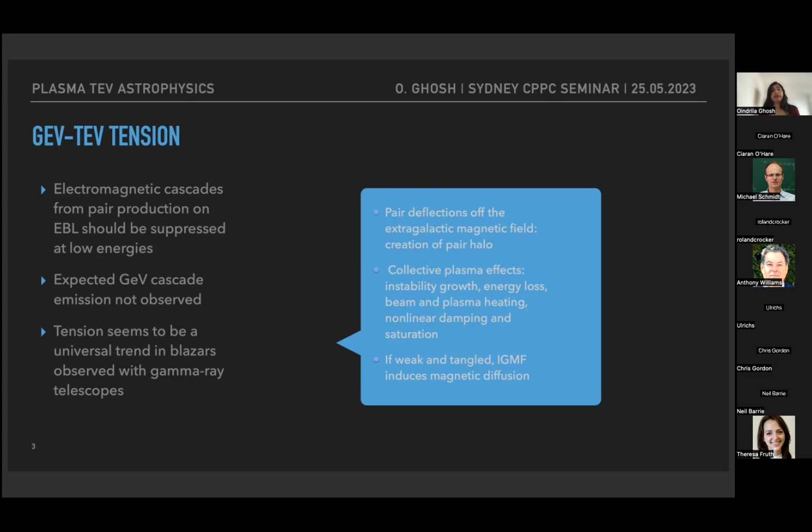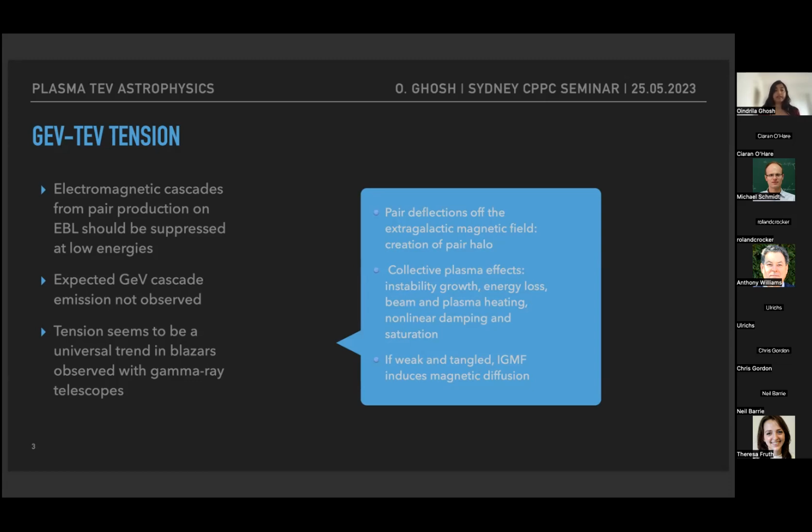There could also be collective plasma effects that could lead to energy drainage from these pair beams into the background plasma of the intergalactic medium. However, if the intergalactic magnetic field is rather weak, then we could potentially have a scenario where the electron-positron pair beam could undergo a broadening through magnetic diffusion. So I would get into the details of each of these phenomena a bit.